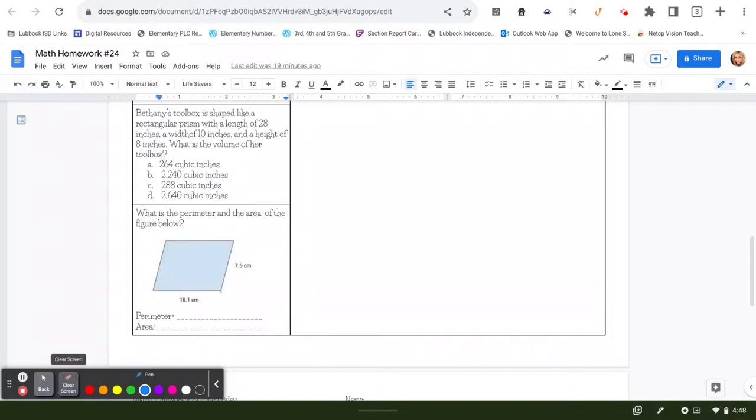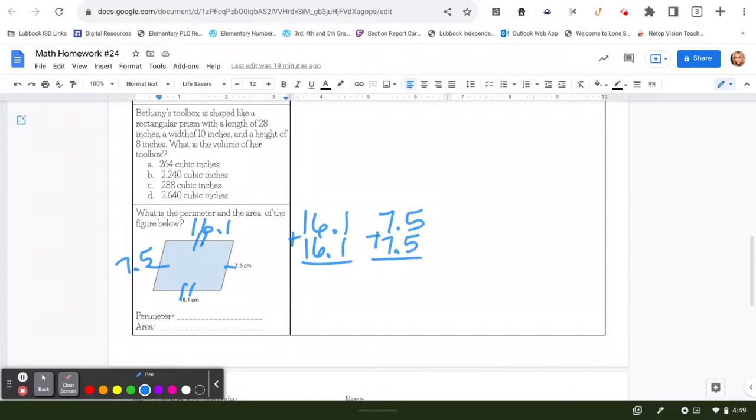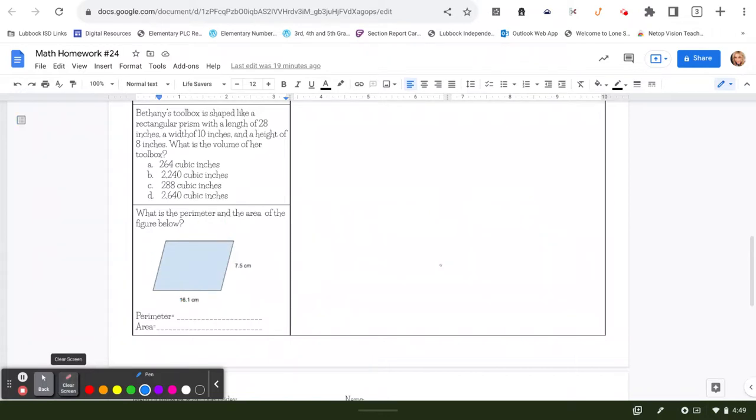And I can see this is a parallelogram, and so I know this side is congruent with this side, and this side is congruent with this side. So I'm going to write 16.1 here. I'm going to write 7.5 here. So now I need you to add up all of these sides. So this is the way I would do it, or you could do times 2, of course, and then add those together. But if you do this and double it, that's okay too. Whatever works for you.